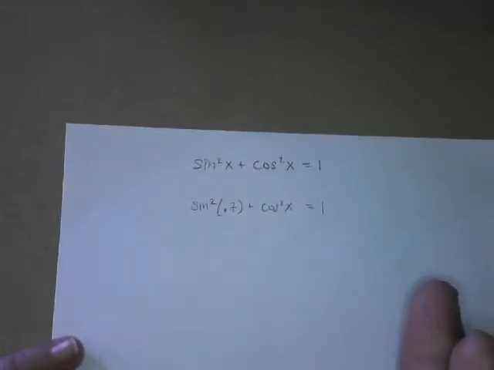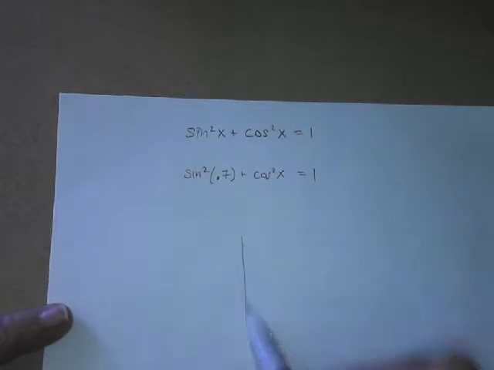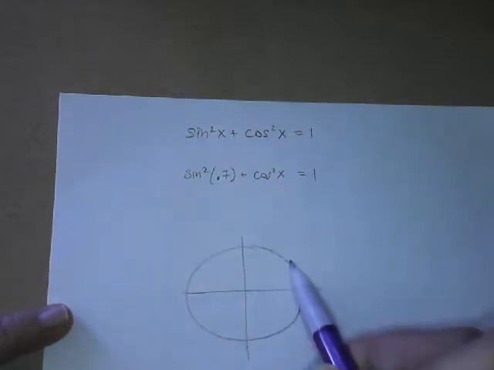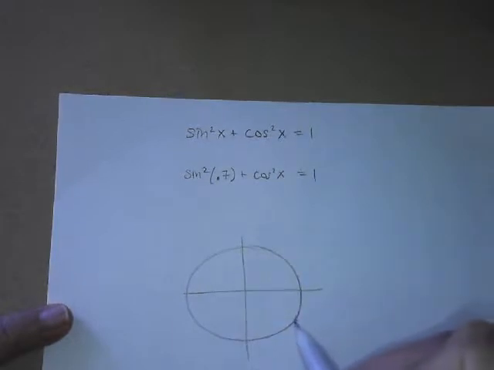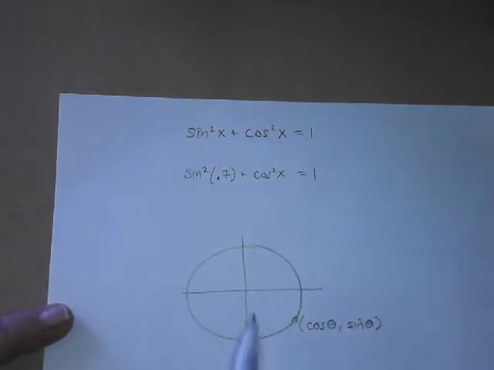So do you guys know this on a unit circle? If you're given a point, the x-coordinate is the cosine of your angle and the y-coordinate is the sine of your angle? So you guys know that. So, still with a problem like this, I would draw my triangle.